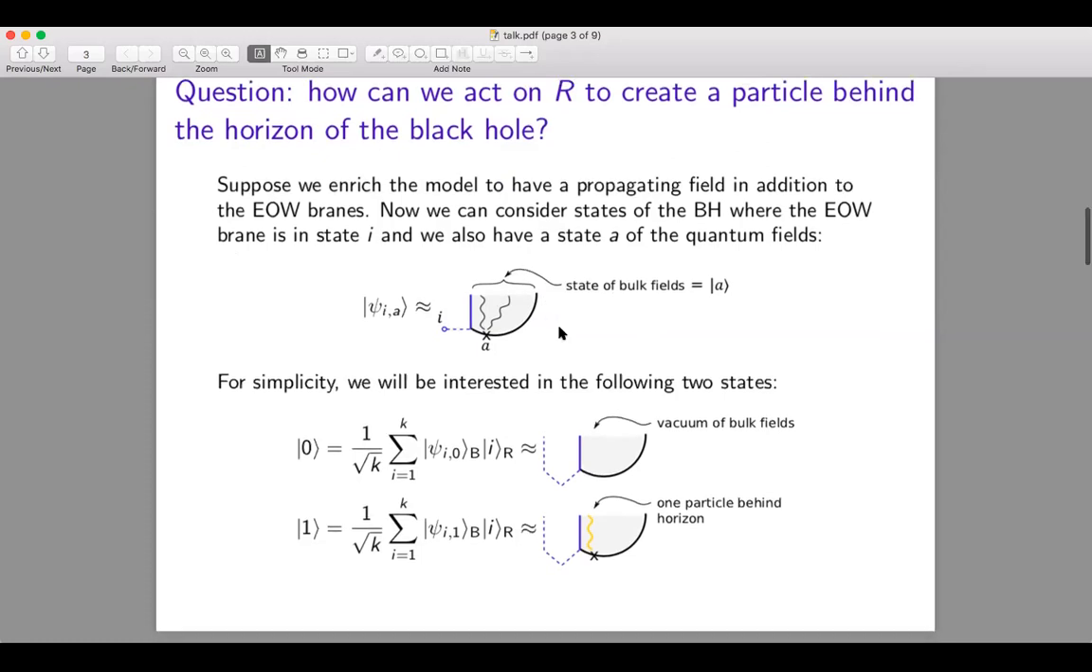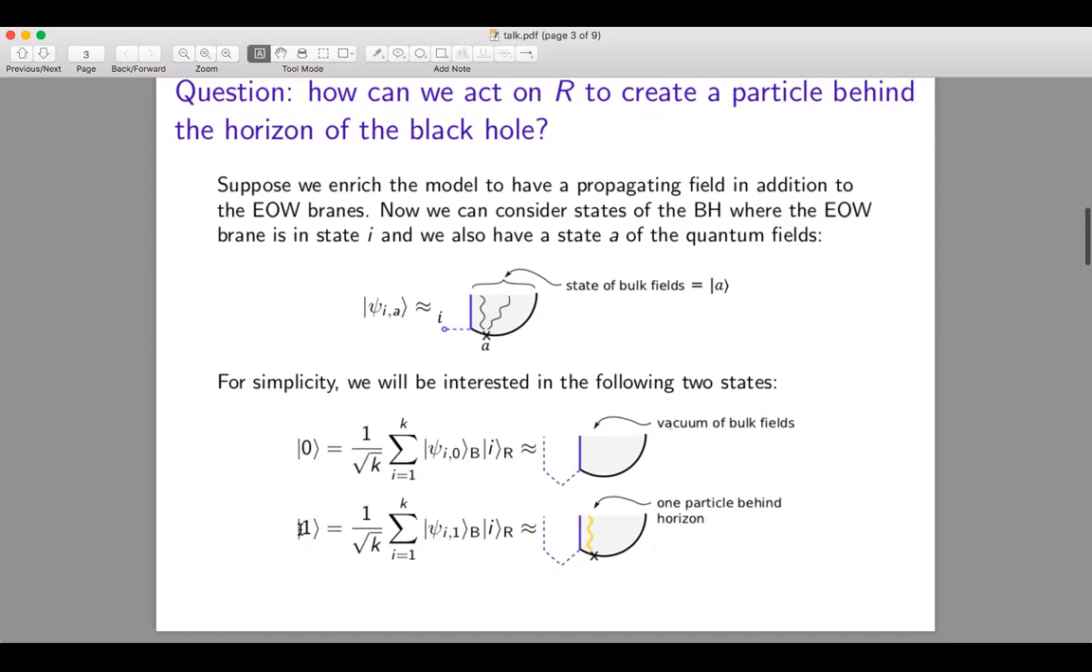And to make this discussion as simple as possible, we're going to focus on just two different states, call them 0 and 1. 0 is very much like what we've discussed so far. It's an entangled sum of psi I comma 0, so that's the black hole with no particle behind the horizon, and with end of the world brain in state I, this state vector here, entangled with the reference system in state I. So this dashed line here represents the reference system, and here's the black hole with no particle behind the horizon. To represent these states, I took this half moon geometry, Euclidean geometry, and cut it in half to represent the bulk state here.